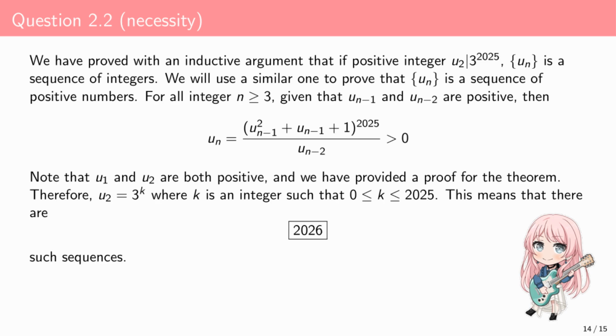For all integers n greater than or equal to 3, given that Un-1 and Un-2 are positive, it is trivial to show that Un is positive. This is the inductive step. Note that U1 and U2 are both positive. This is the base case, and we have provided a proof for the theorem. Therefore, U2 is in the form of 3 to the power of k, where k is an integer between 0 and 2025. This means that there are 2026 sequences, giving the answer.